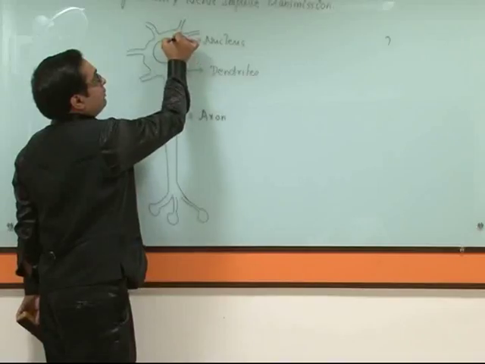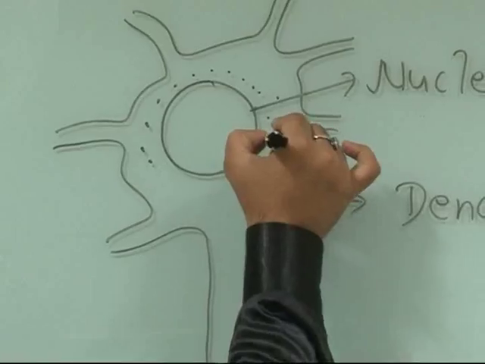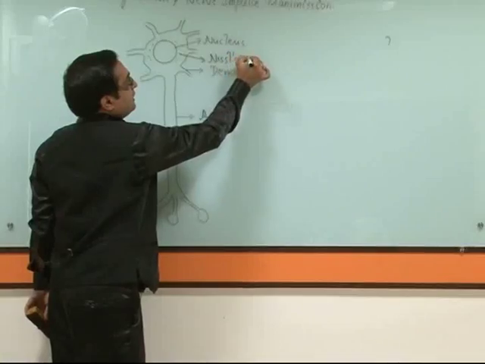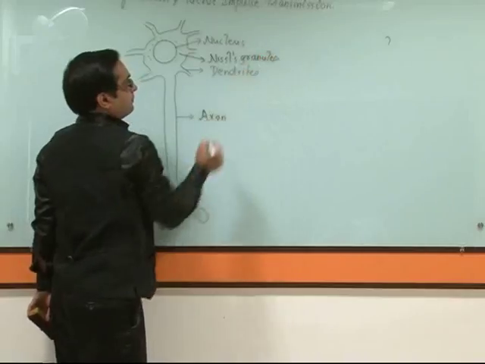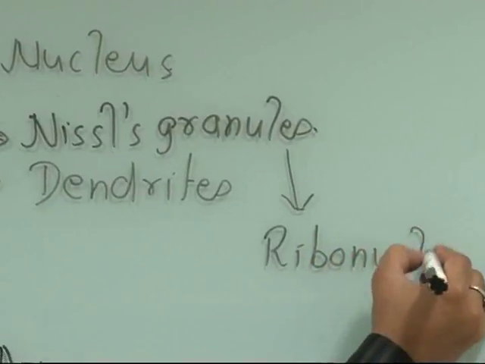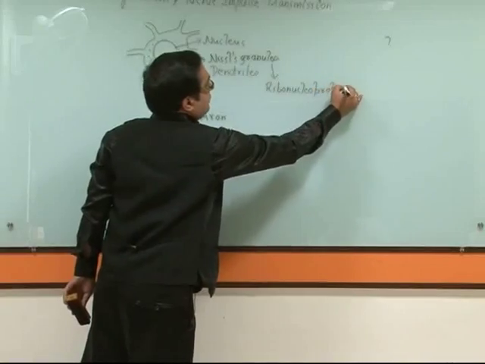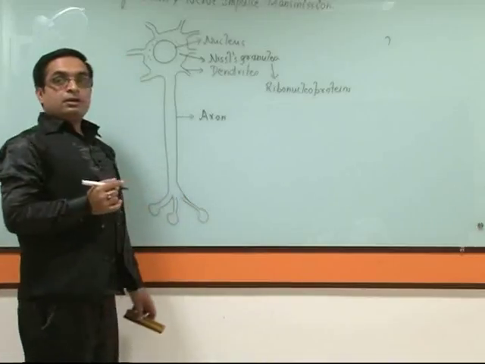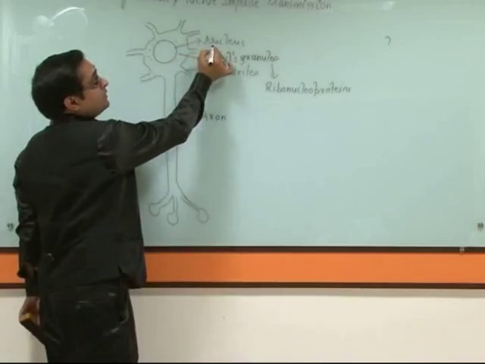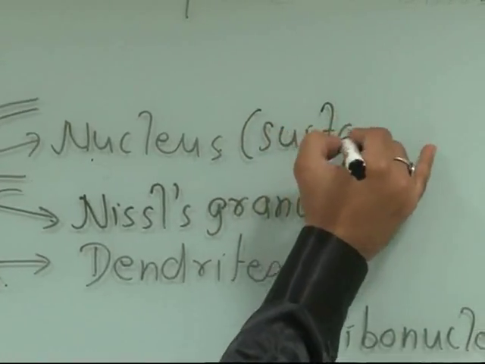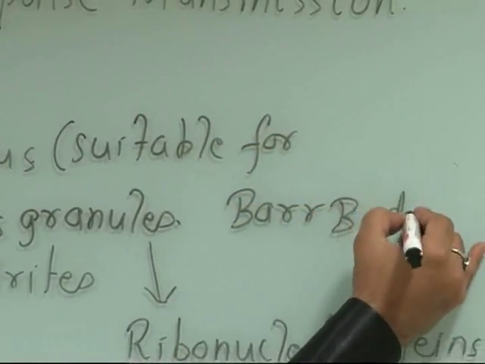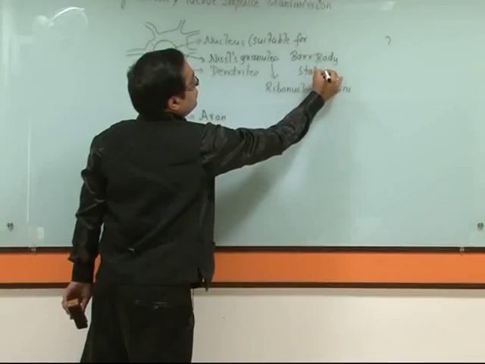In the cell body of neuron, small granule-like structures called Nissl's granules are present. Nissl's granules are ribonucleoproteins which are concerned with synthesis of enzymes required for the formation of neurotransmitters. Nucleus of neuron is suitable for Barr body staining. Barr body is the inactive X chromosome of the female.